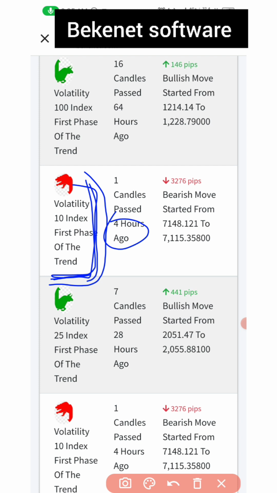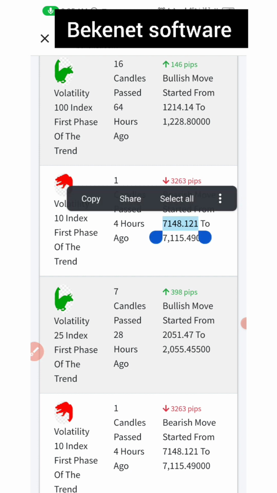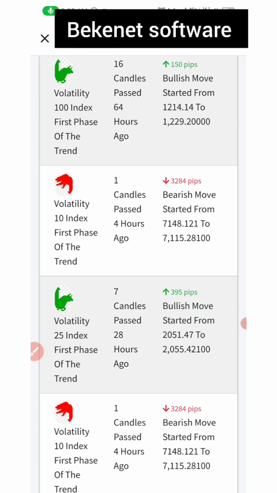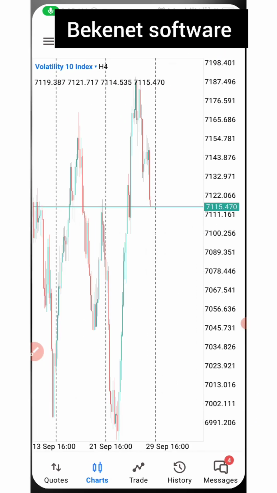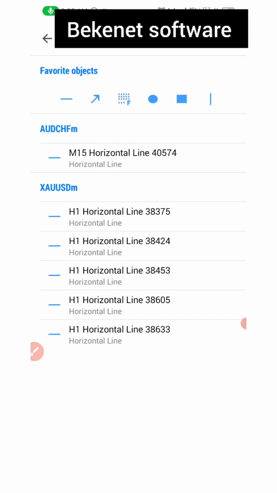Now let me go to the chart. You see that it's coming from the top. Now let me copy this price, where the first phase started from. You see that it will not give you a wrong signal. This is volatility 10. Let's look at where the first phase started from.